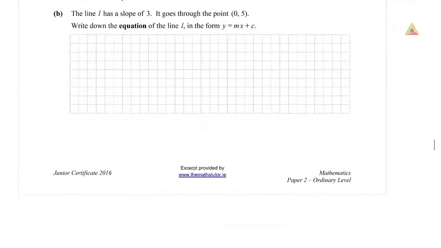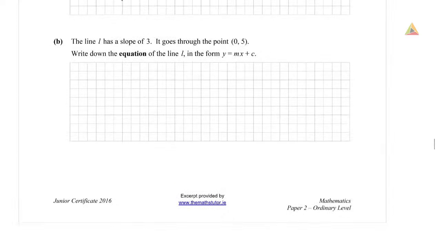Okay. So the line L has a slope of 3. So I'm going to write m above that because it is the slope of 3. It goes through the point 0, 5. So that's x1, y1. Write down the equation of the line in the form y is equal to mx plus c. Okay, so in order to do this, we need to write it into the correct format. So y is equal to mx plus c. Now remember, c is where it cuts the y, or it's the y-intercept. So the y-intercept is this here. So it's going to be 5.